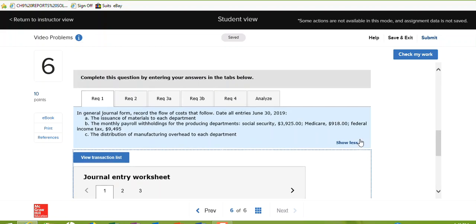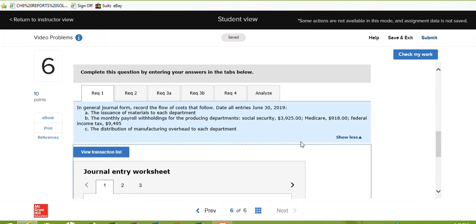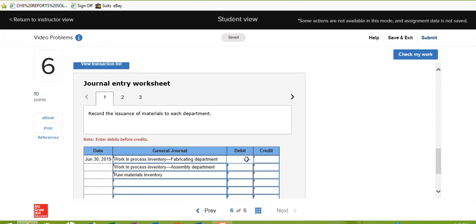And to know how much it is, we've got to come up here. All right, so in the top it says we transferred $60,000 of materials into fabricating and $10,000 into the assembly. That was our material cost. So that's the amount we're going to put down here. So fabricating was $60,000, assembly was $10,000, which means we took $70,000 out of the warehouse. So that's all there is to entry 1.